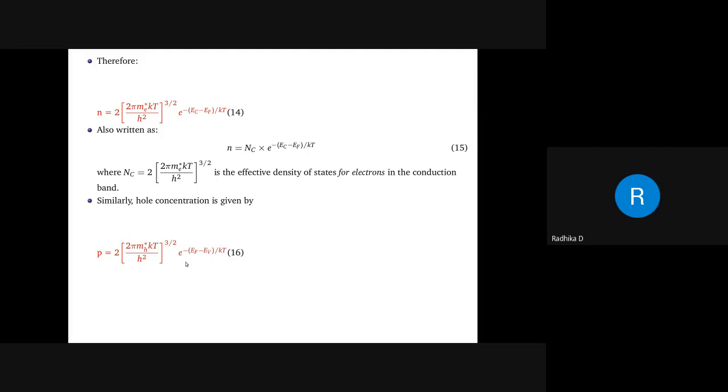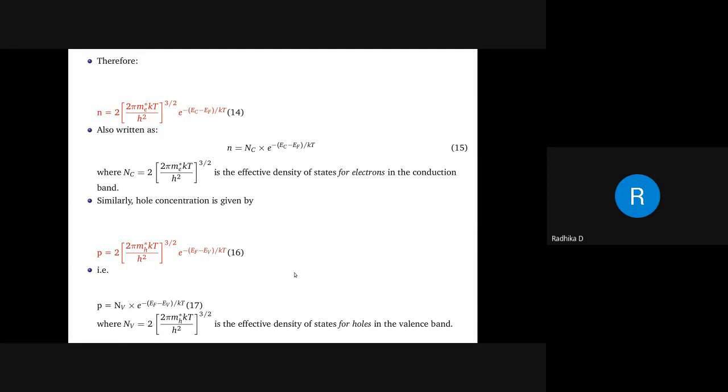Now I have electron concentration N and hole concentration P. I can even rewrite this in a similar way. Like here I wrote NC for this particular constant, here I can write it as NV: 2 into 2 pi m_h star kT by h square raised to 3 by 2. That NV will be called the effective density of states for holes.